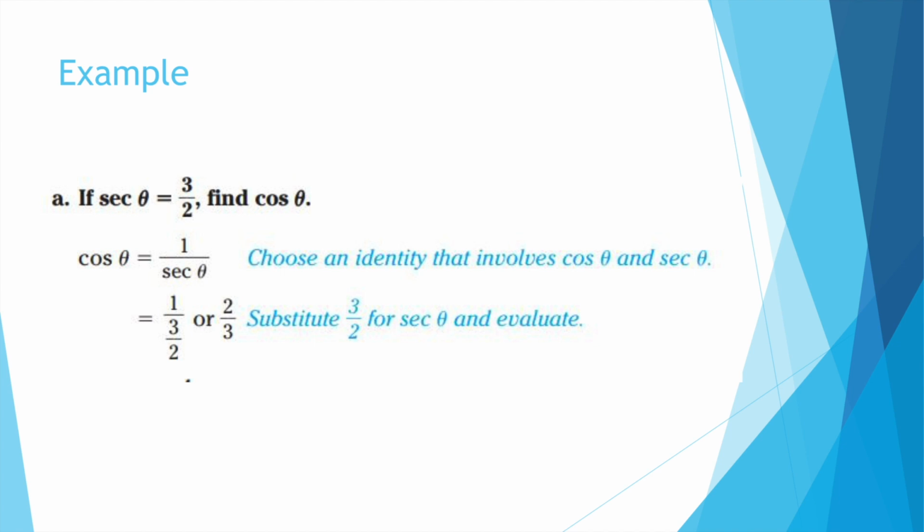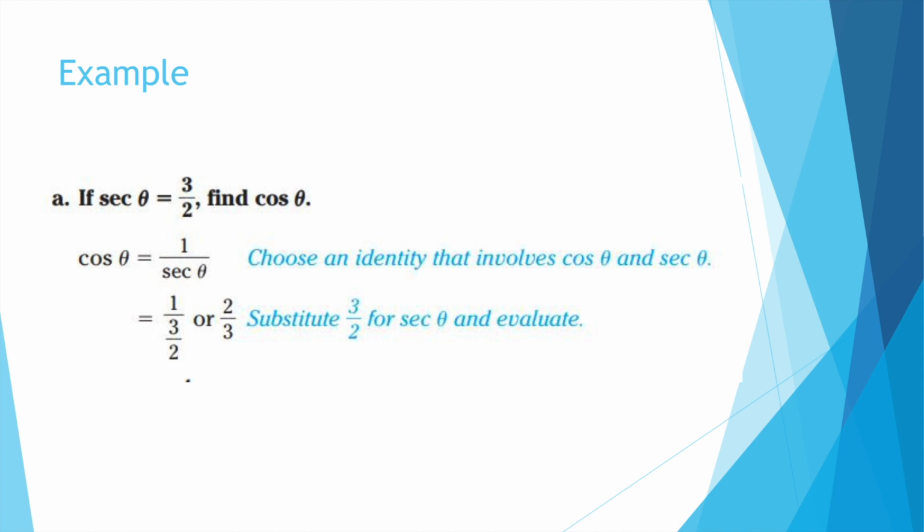We have secant of theta is equal to 3 over 2, and we are told to find the cosine. Now, if we remember from the previous slide, cosine of theta is equal to 1 over secant of theta. And so what that should turn into is 1 over the fraction we were given at the start. And if we have a fraction of a fraction, in this case, you flip the fraction on its head and multiply it against the value on top, the numerator.